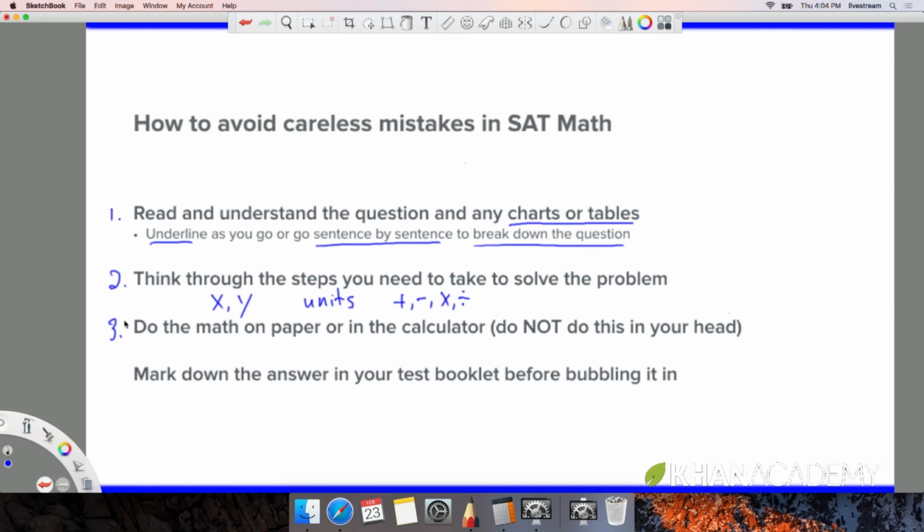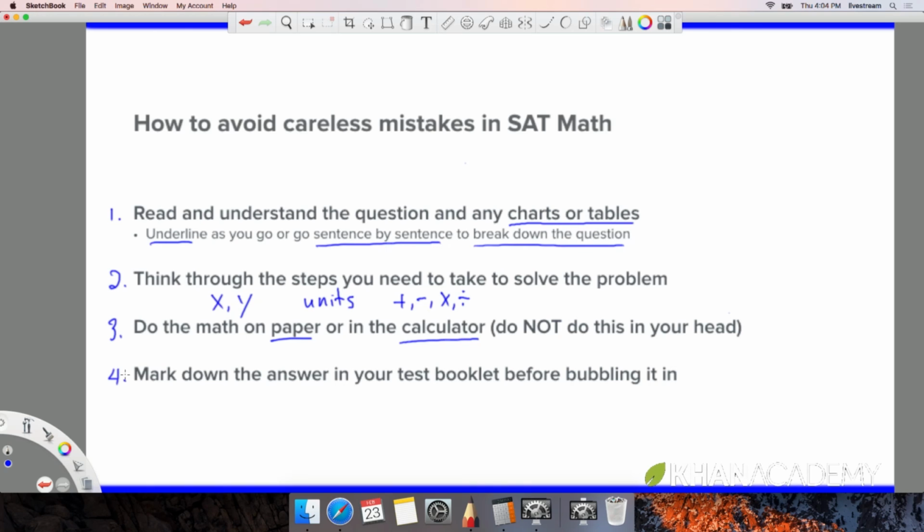Once you know what steps you're going to follow, you can then start actually doing the math. And so I would do this on paper or in the calculator, and I'd really discourage you from doing the math in your head, because no matter how confident you might feel about the problem, the moment you start doing more mental calculations, you really up your chances of making a careless mistake.